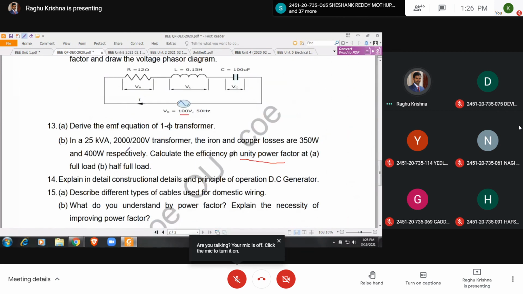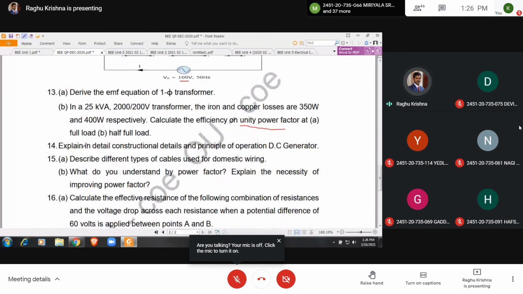So next, explain in detail the constructional details and the principle of operation of DC generator. So you can explain this.